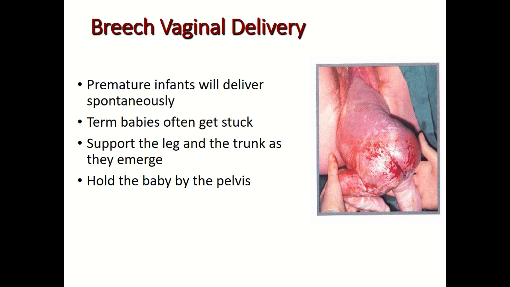So when you are doing a vaginal breech delivery, if you can see in this photo here, if the infant is premature, that infant most likely will just deliver spontaneously. I remember my first breech delivery was a premature infant, and the infant just came without much hassle. But for term babies, they might be a little bigger and they might get stuck.